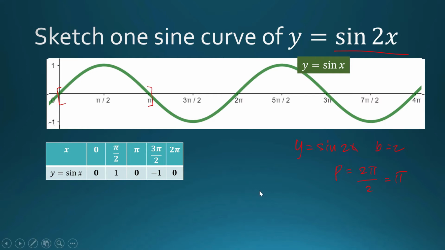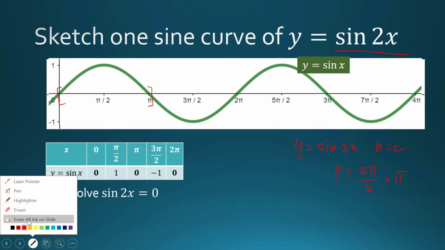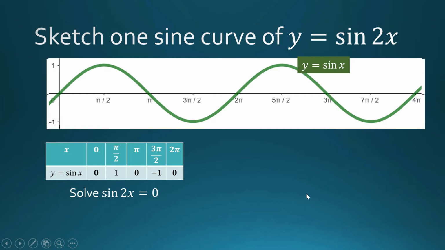Again, just like what I told you, you don't have to produce so many points to help you sketch the graph of this function. All you have to do is pay attention to these points. What are the x-intercepts? And what values of x will give you the maximum value of sine, which is 1, and the minimum value of your sine function, which is -1? Let us look first for the x-intercepts.